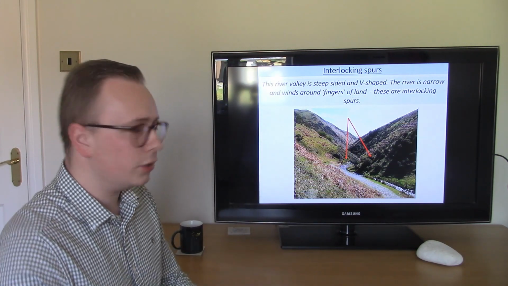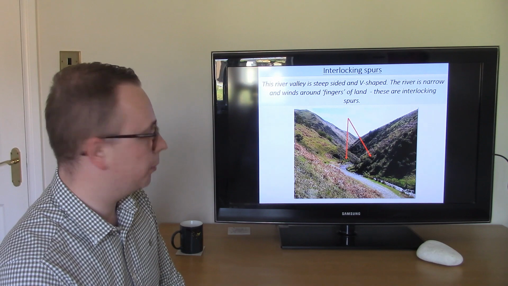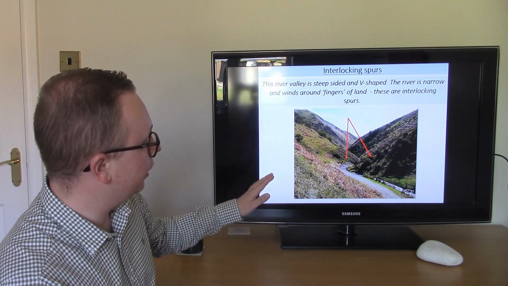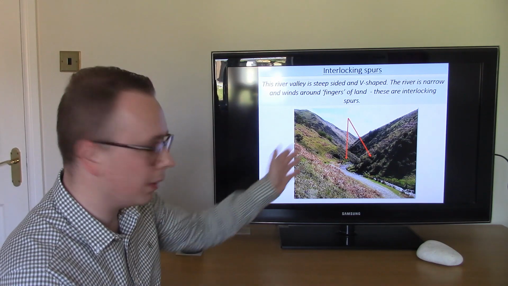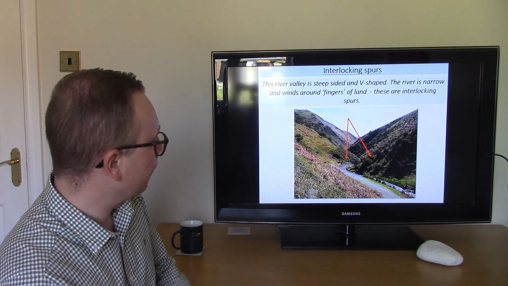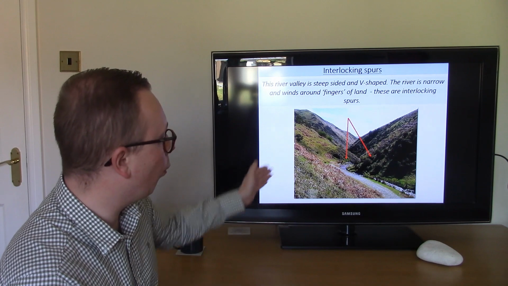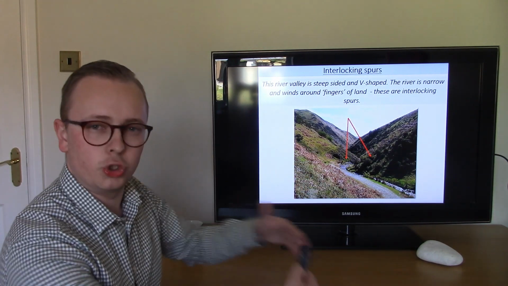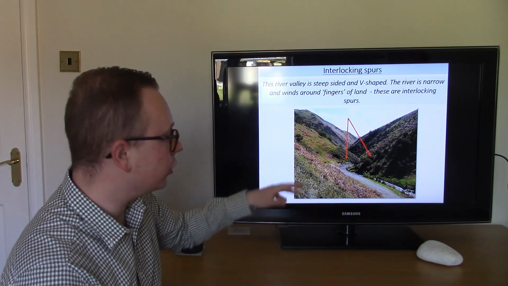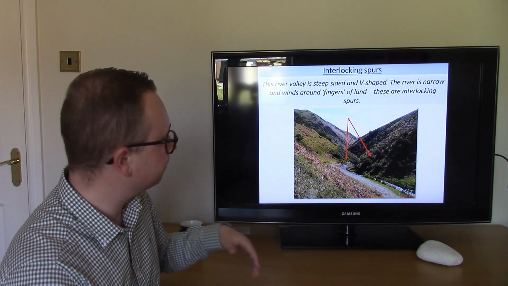Now, a related feature is something called interlocking spurs. This image shows a river. Again, it's a narrow river. We can tell it's in the upper course. It's surrounded by a steep-sided V-shaped valley. But here we can see that the river is actually winding around these fingers of rock that are almost jutting out into the channel. These are called interlocking spurs.